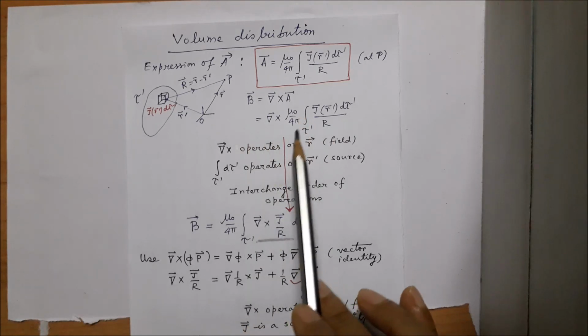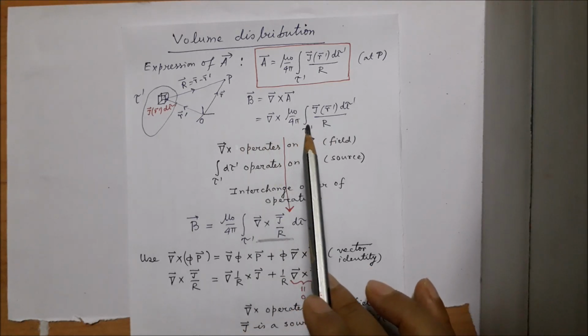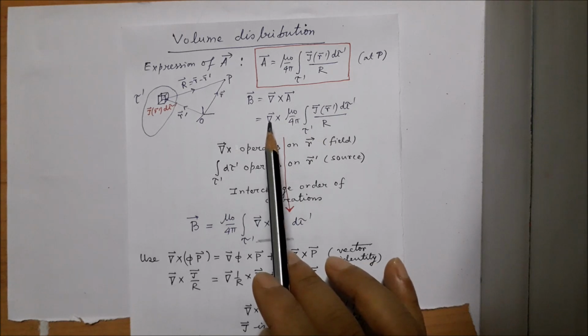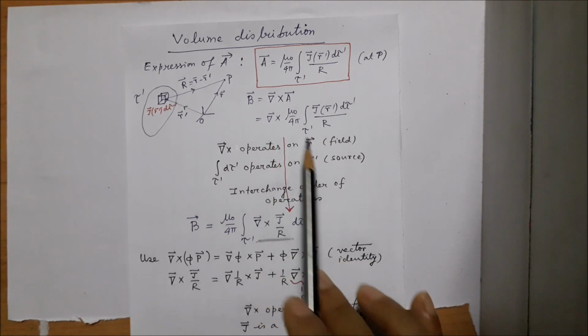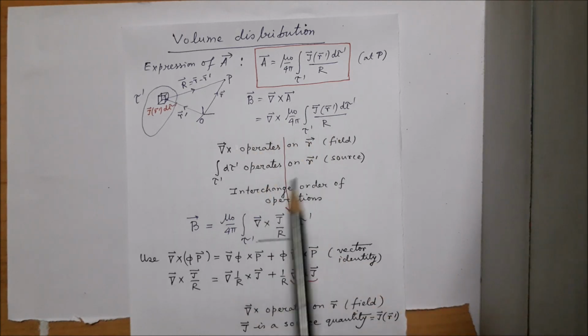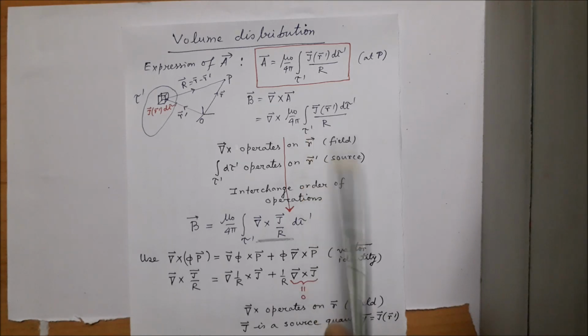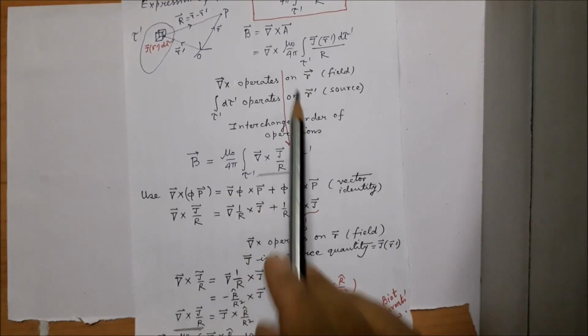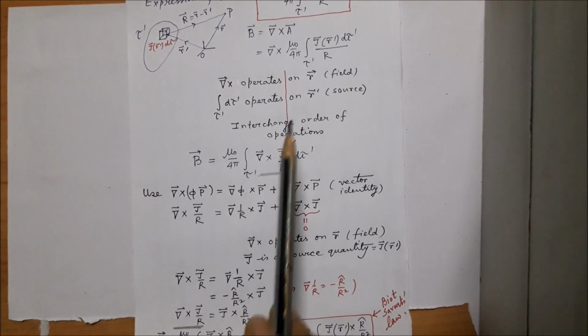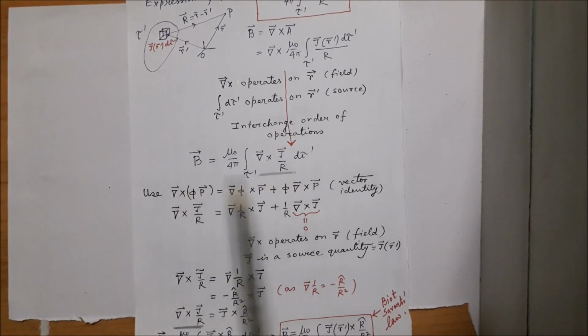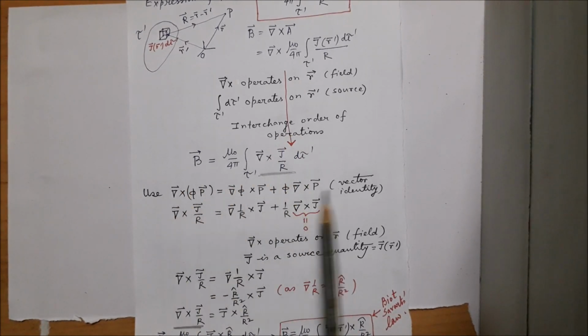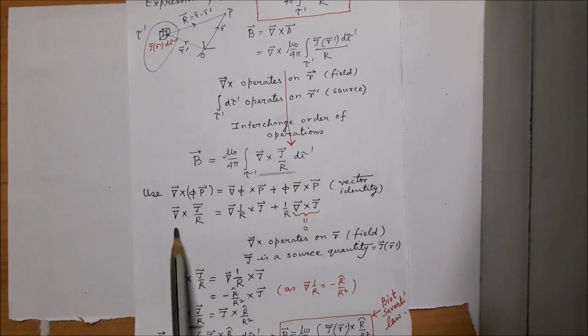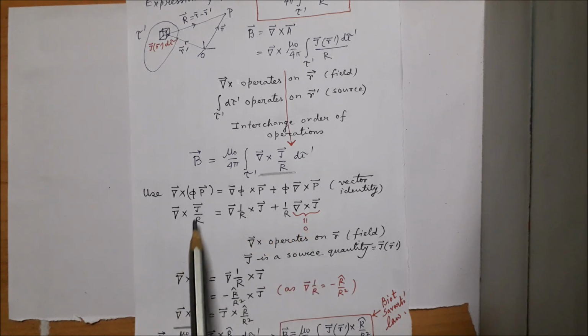Again we have to perform first integration over source and then curl with respect to field, but we can interchange these operations because R and R prime are independent, and if we interchange the operations we get this relation. Now use of this vector identity gives us this expression. We can identify phi as 1 by R and P as vector J.